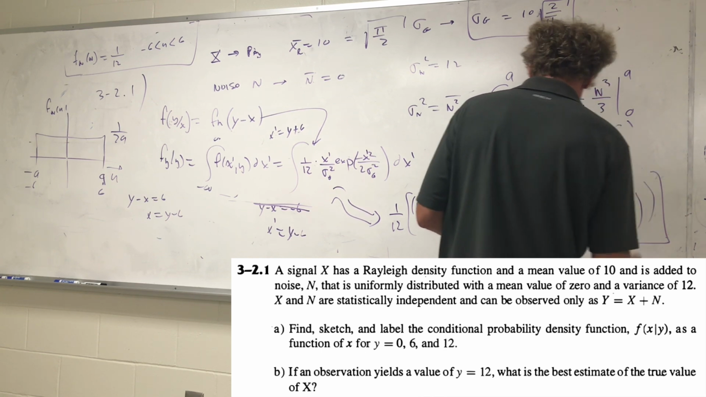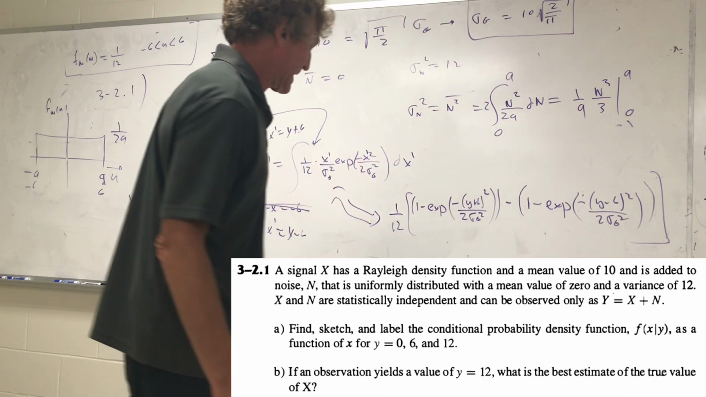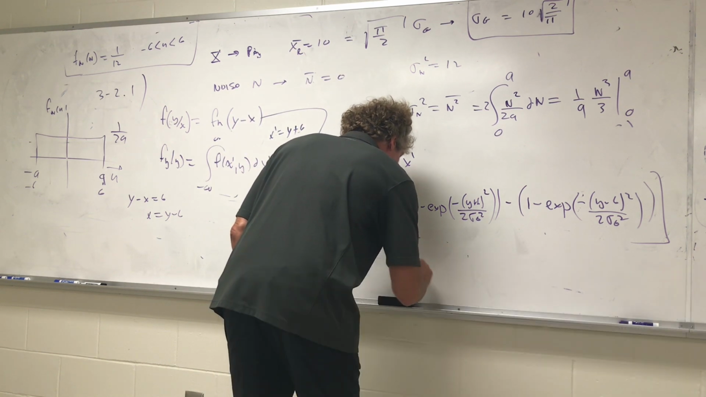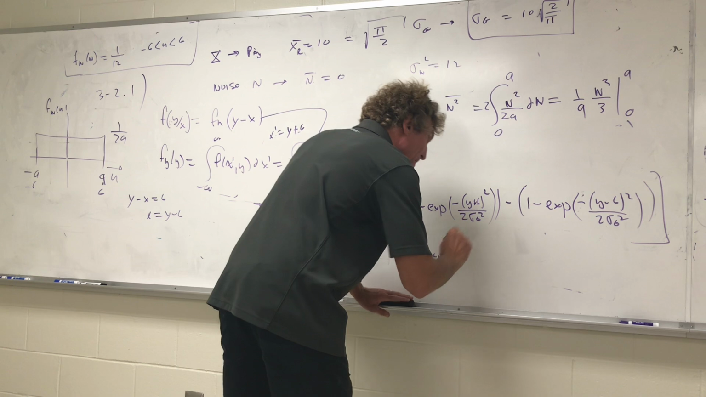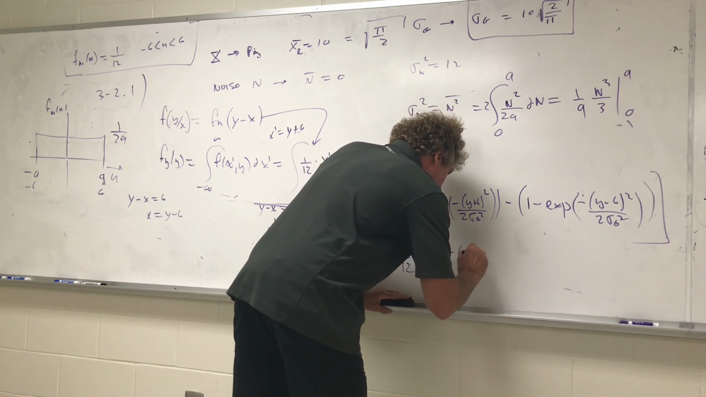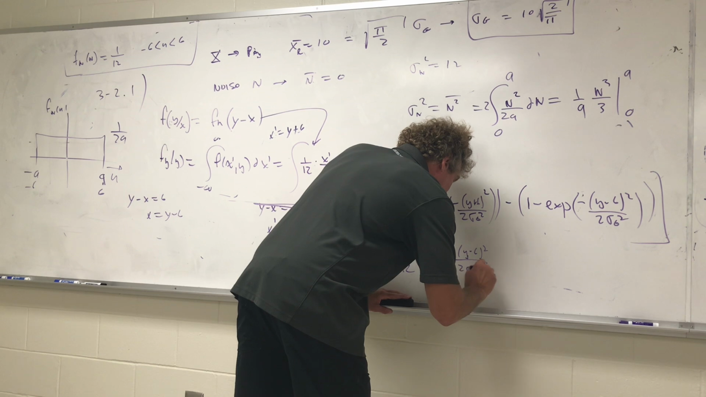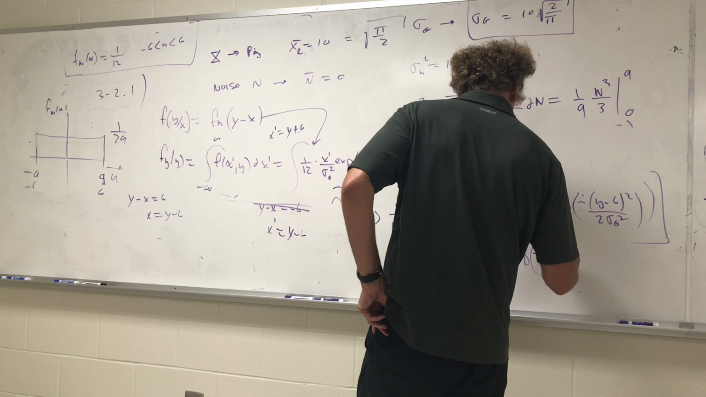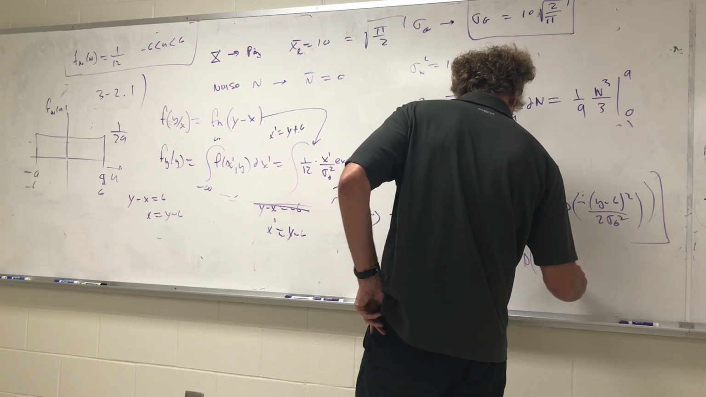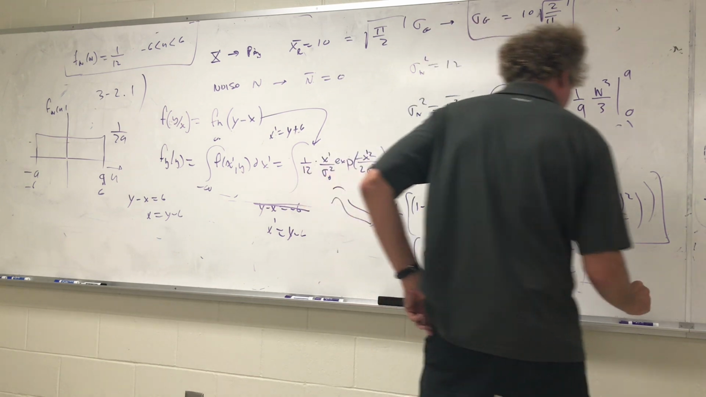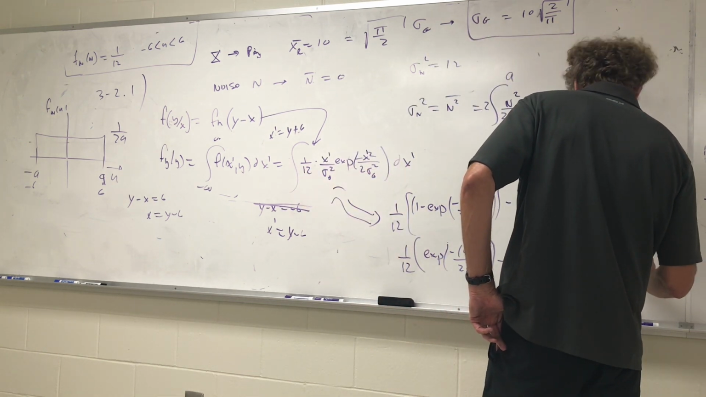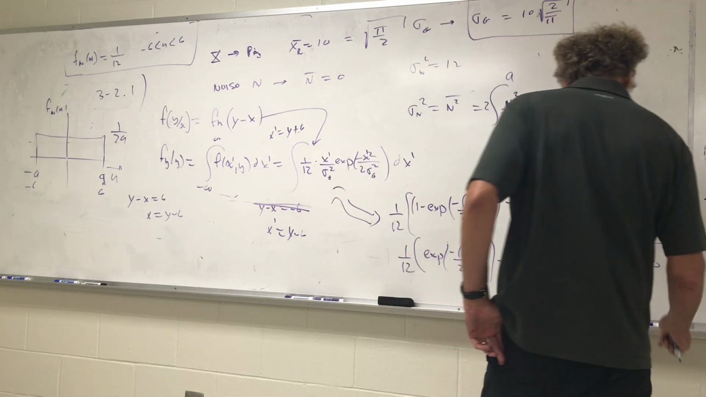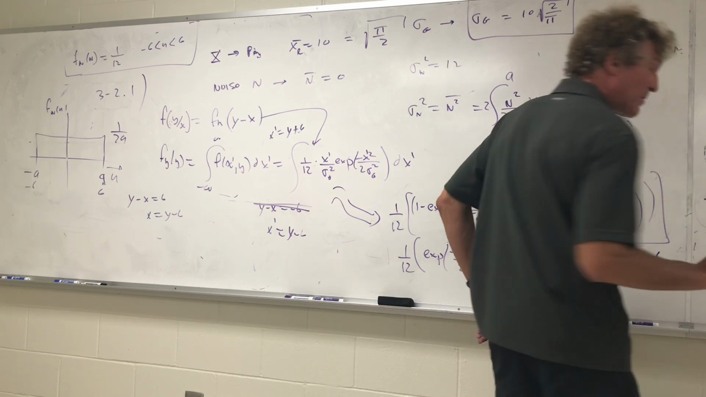And you're going to see the ones cancel, and what you're going to end up getting, I believe, is 1/12 times exp to the minus quantity (y minus 6) squared over 2 sigma Gaussian squared, minus exp to the minus (y plus 6) squared over 2 sigma Gaussian squared. But it has to have a range of the lower bound y greater than 0, or sorry, y greater than 6. Y'all follow me on that?